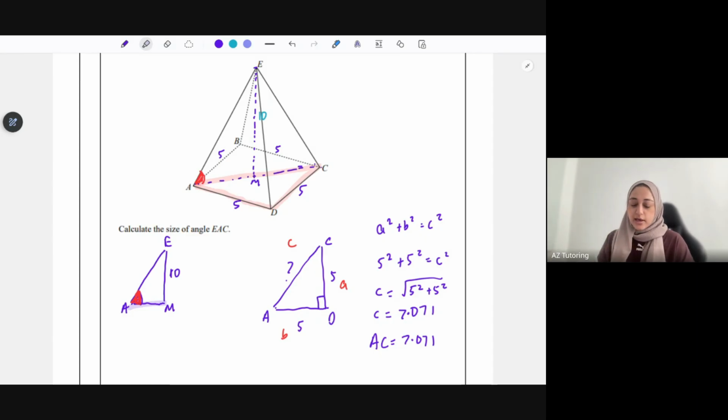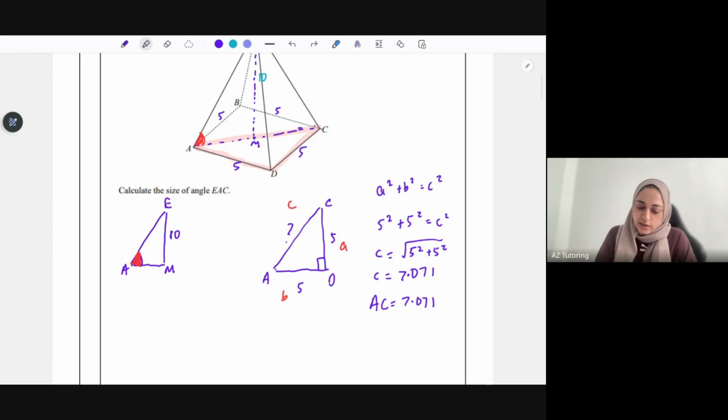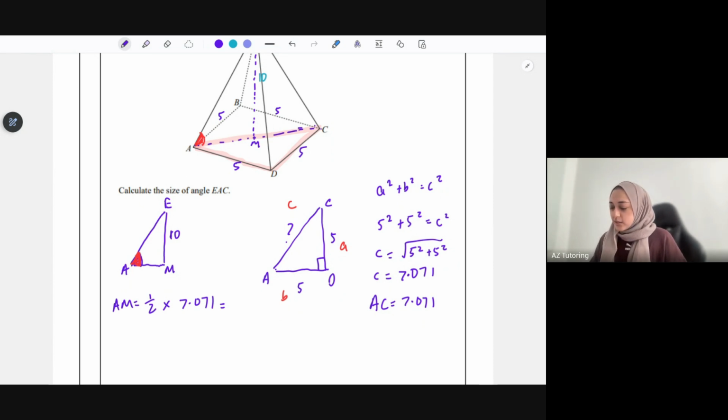Now, if I just want AM for over here, remember we're always referring back to the original diagram. If I want AM, I know M's the middle, right? So I just need to half this to find out what AM is. So half of that, so I'm going to say AM is a half of 7.071, which gives us, a half is the same as dividing by 2, by the way, so you could have just divided by 2, 3.5355. So we know this over here is 3.5355. Okay.